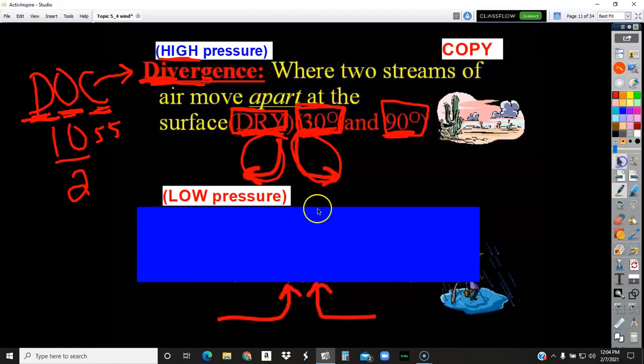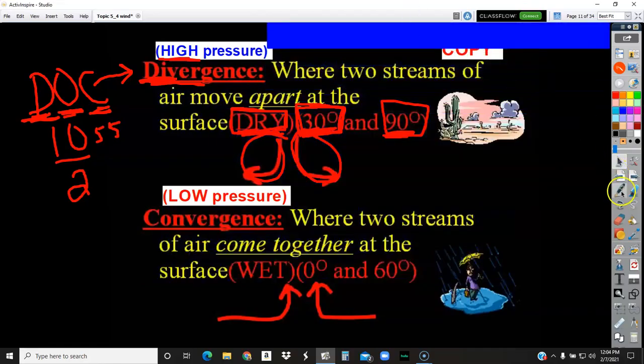Now the opposite is not divergence, it's called convergence. Converge means to come together, right? Con meaning with, right? And verge, move with. So now instead of a high pressure, you're talking about a low pressure system. Two streams of air come together at the surface.